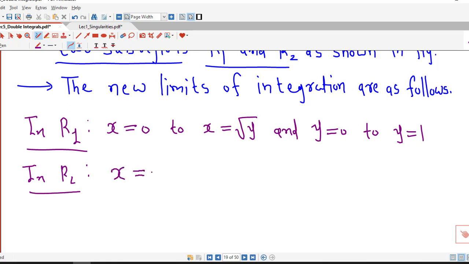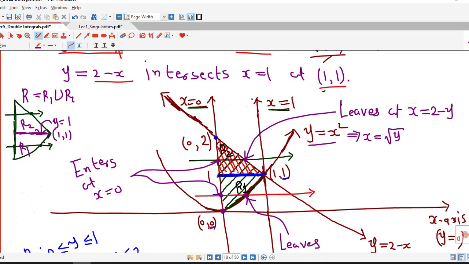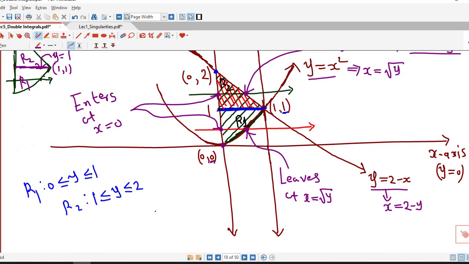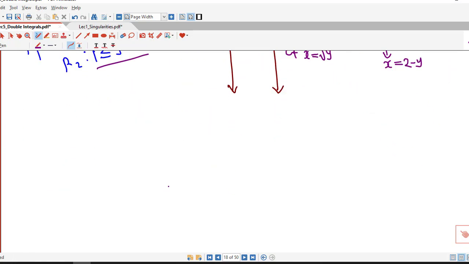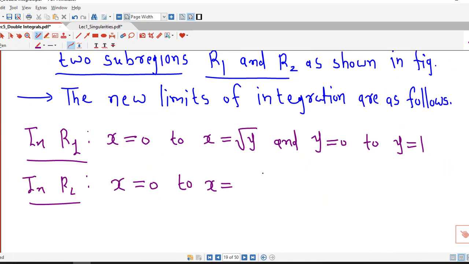And then we write down the limits of integration in R2. In R2 also x is 0, and the upper limit for x in R2 means this point, at this point x is 2 minus y, and in R2 y is from 1 to 2. So x is from 0 to 2 minus y, and y is from 1 to y equal to 2.